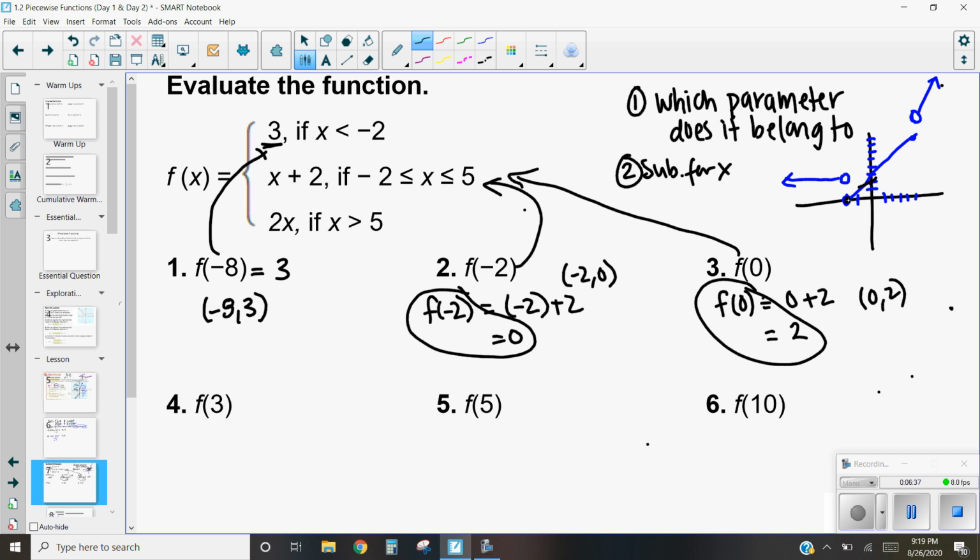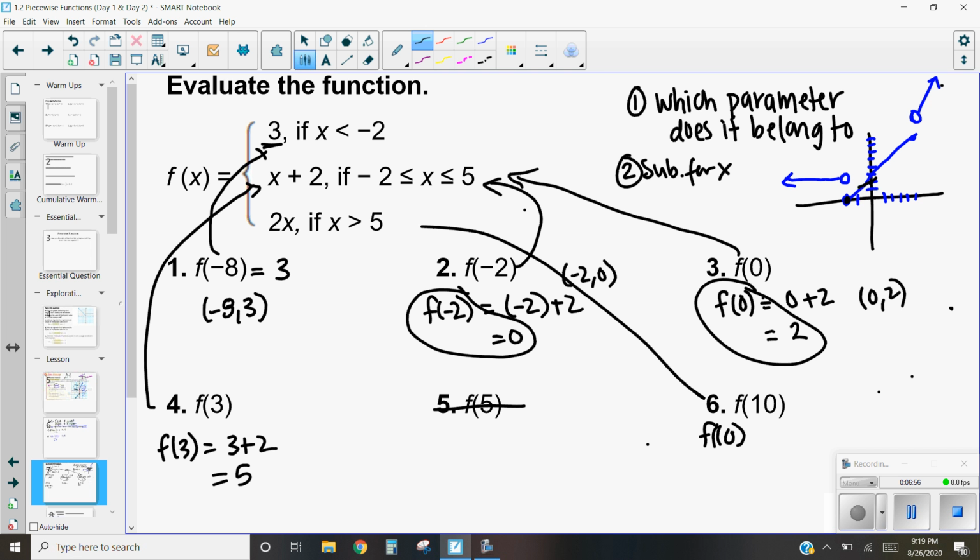So f of 3, that's also going to go into our second expression here. So we're going to do that again. f of 3 equals 3 plus 2, and that equals 5. Again, you can see that that's how it would work. Let's skip 5 and go to 6. f of 10, well, f of 10 is going to go with our last expression here, and we would do 2 times 10, and 2 times 10 is 20.